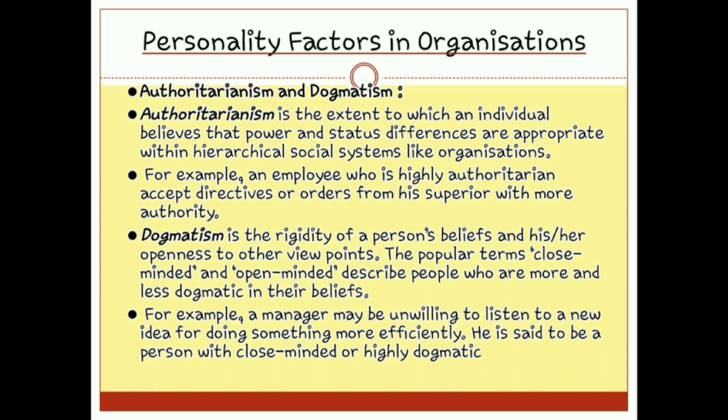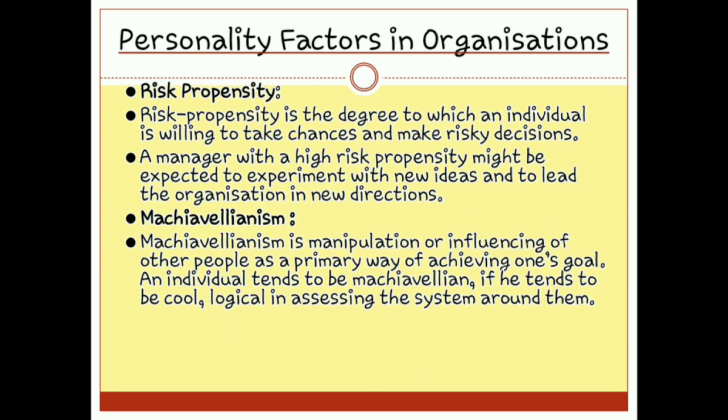For example, a manager may be unwilling to listen to new ideas for doing something more effectively. He is said to be a person who is close-minded or highly dogmatic. Next, risk propensity. So, risk propensity is the degree to which an individual is willing to take chances and make risky decisions. For example, a manager with a high risk propensity might be expected to experiment with new ideas and to lead the organization in new directions.